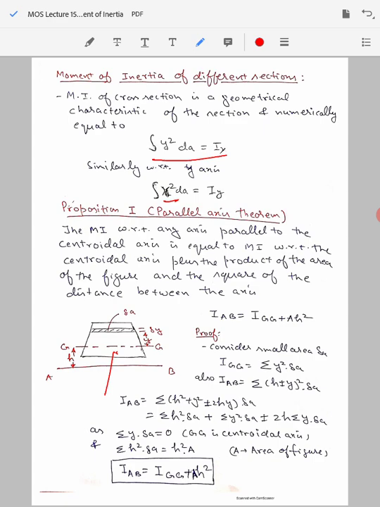In that case, the moment of inertia about AB is the sum of the moment of inertia about the centroidal axis GG, I_GG, plus the cross-section area of the figure, A, multiplied by the distance square between these two axes. This is called the parallel axis theorem. These two axes GG and AB are parallel. You need to know the distance between them, that is h here, and the area of cross section of the figure, that is A. So you can find the moment of inertia about any axis parallel to the centroidal axis by using this formula.